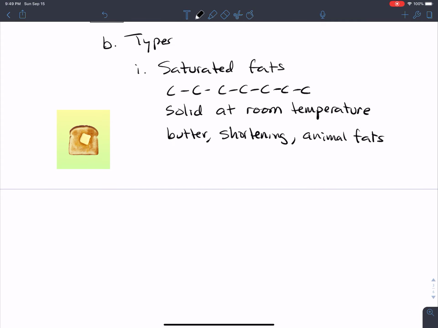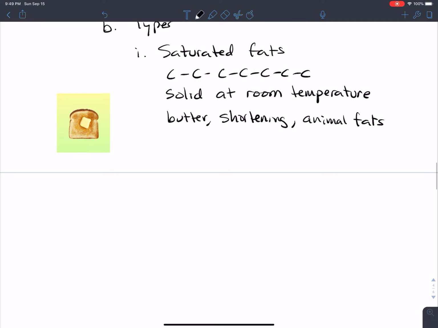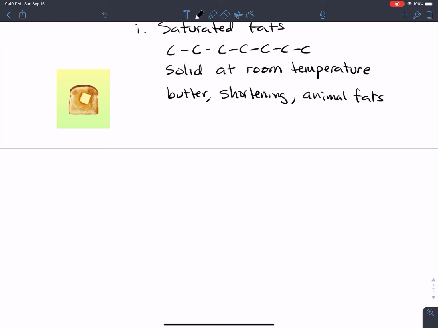The problem with these molecules is it's very hard for the body to break the bonds down that are found in the molecules, so the body tends to want to store them. Eating lots of saturated fats is bad for us because our bodies will store them, and yes, we can get fat off of them. Another type are called unsaturated fats.